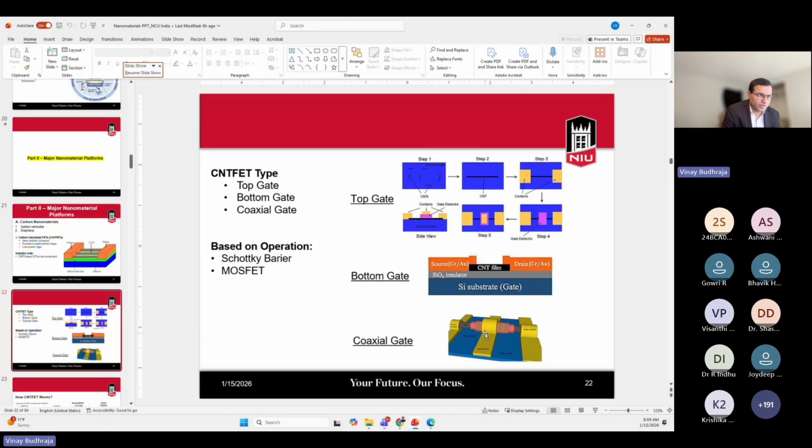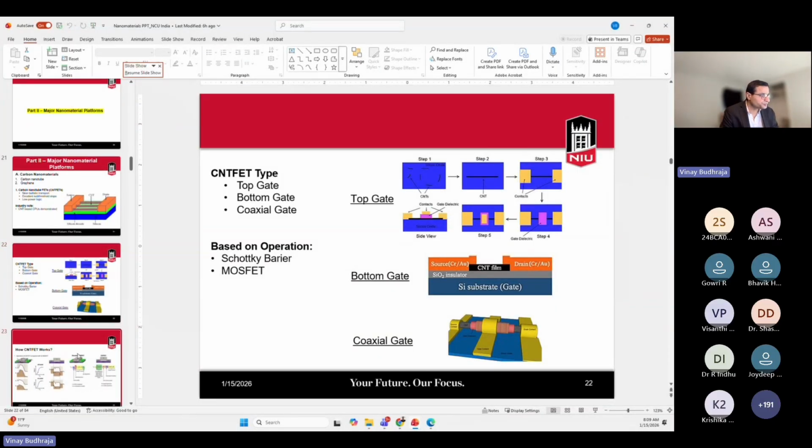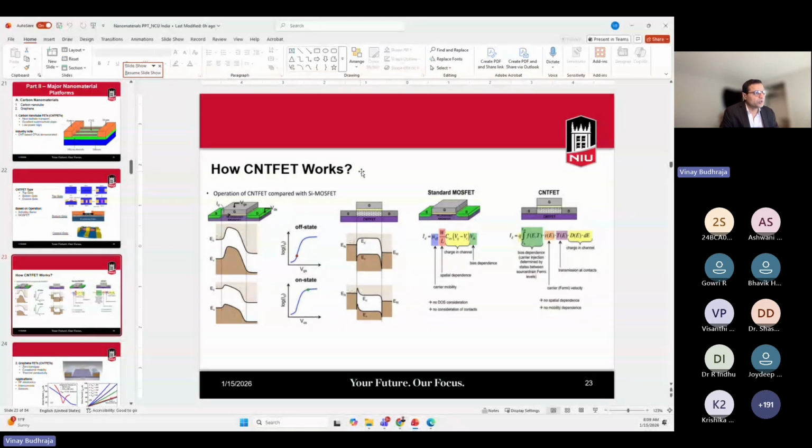The coaxial gate has a lot of advantages because of size shrinkage, and it is used in single molecule-based sensing. But the fabrication is complicated, so it's still in the research phase. How carbon nanotubes work: this graph shows the comparison between a standard MOSFET and the carbon nanotube-based FET. In the standard MOSFET, when you apply voltage between source and drain, you can see how the band diagram is drawn between source and drain.